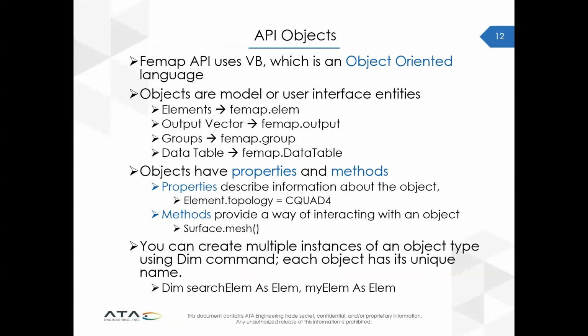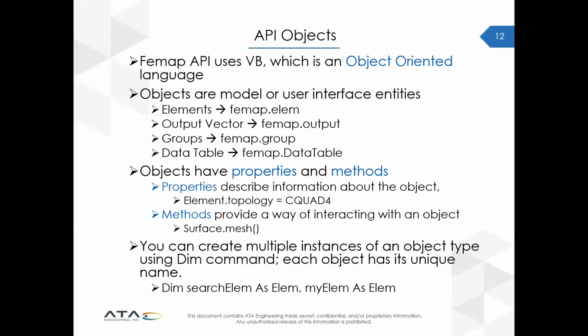All right, so the API objects. APIs are written in Visual Basic, which is an object-oriented language. So you're using objects as kind of the base of the code. And these are things in your model: entities, user face entities. So for elements, they have an object called femap.elem, for output vectors, femap.output, etc. They even have things that are not in your model, but in Femap, like the data table. So you can edit all of these things within the API.